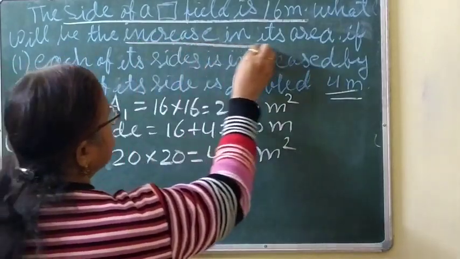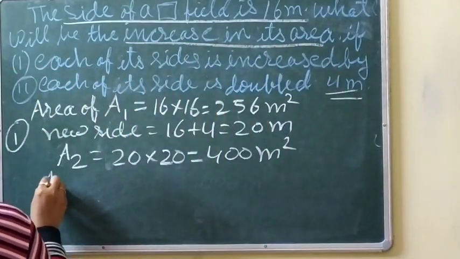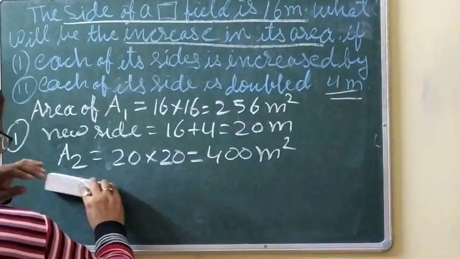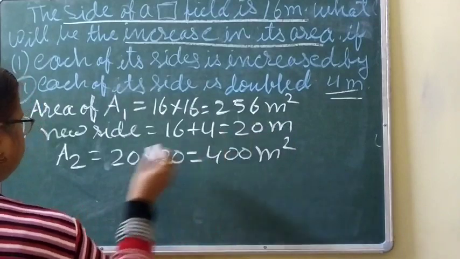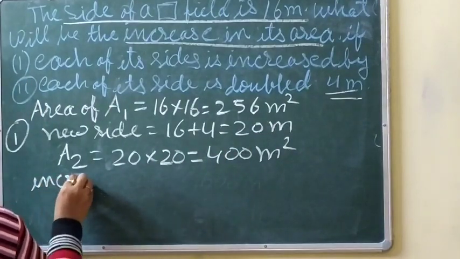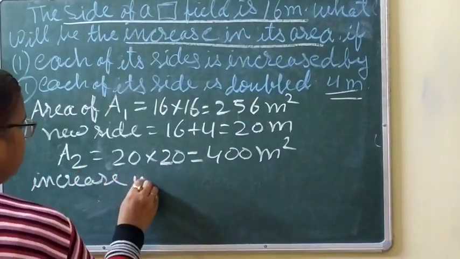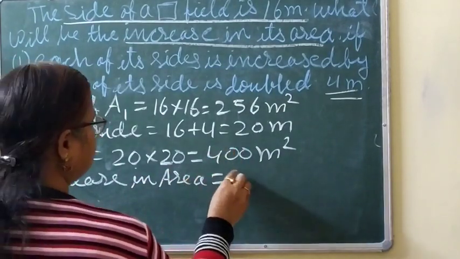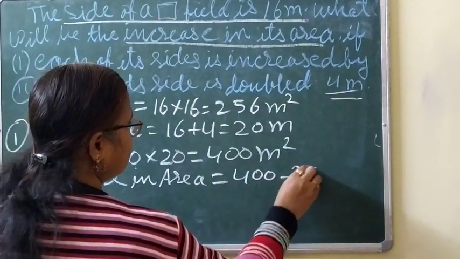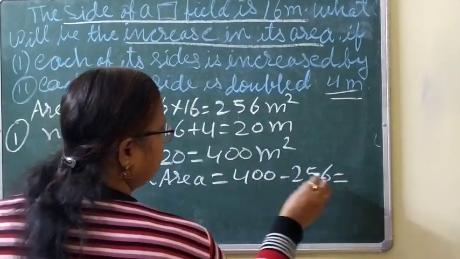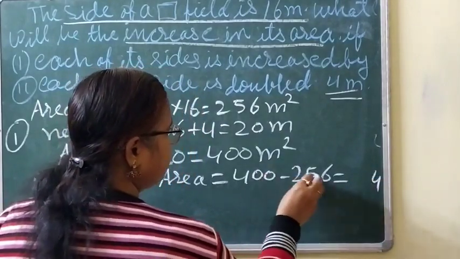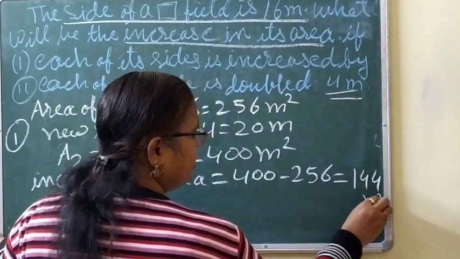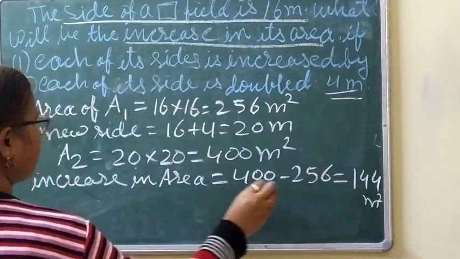So what will be the increase in its area? Means we have to subtract. So according to the question, increase in area will be equal to 400 minus 256. 10 minus 6 is 4, 9 minus 5 is 4, and 3 minus 2 is 1. So 144 square meter.